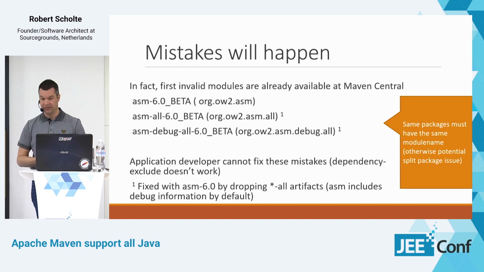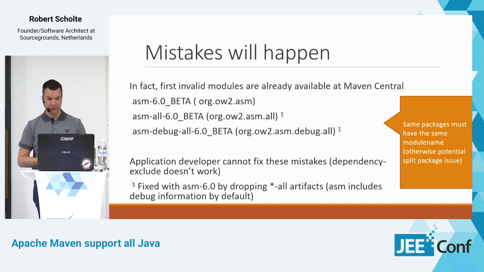Mistakes will happen, of course, and one of the first mistakes we saw was with ASM. There was a 6.0 beta released, and there were 3 artifacts which contained the same packages, which means that they couldn't be on the same module path anymore. They were aware of it, and they solved it by dropping all the special cases of ASM, and in ASM 6.0 there's only one of it, so that's perfect.